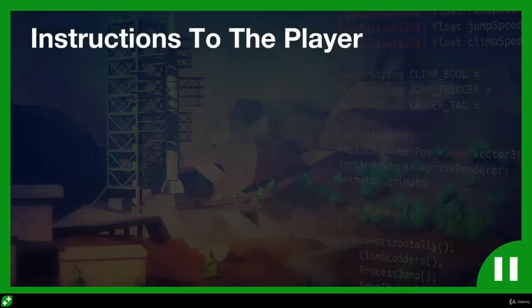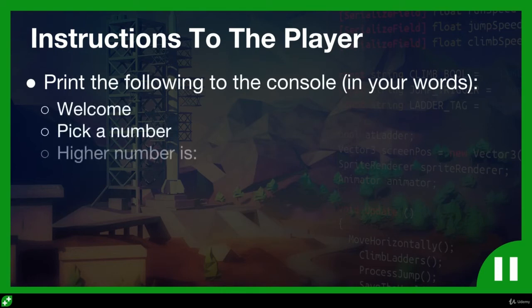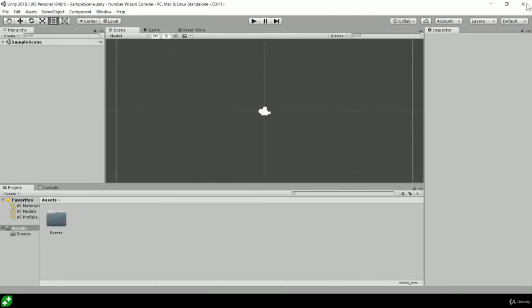And our actions in this video, which will also form your challenge later on in this particular lecture, is to print the following to the console using your own words. We're going to welcome the player. We're going to ask them to pick a number. We're going to say the highest number you can choose is this, and the lowest number you can choose is that. So that's what we're going to take on, and that's what you're going to be doing. A pretty simple challenge later on in this video. So let's jump back over into Unity.